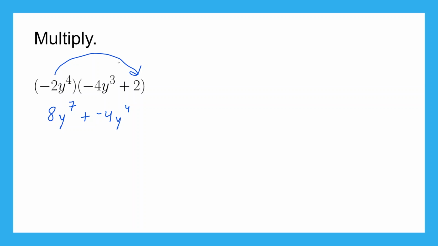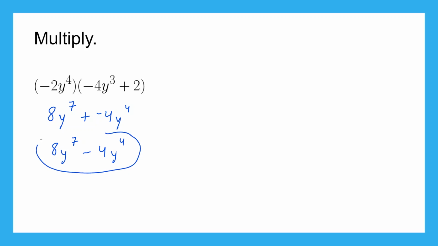All right, very good. Now, we could simplify this even more because plus negative is like saying minus. So let's rewrite this with a minus in between the two terms. So we have 8y to the power of 7 minus 4y to the fourth. And we cannot combine any like terms here. So that is our final product.